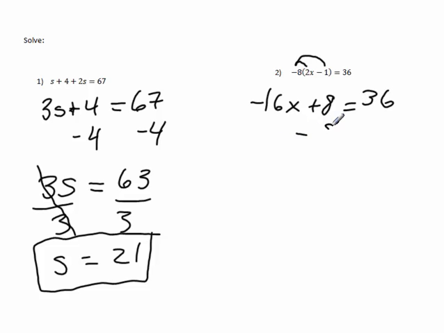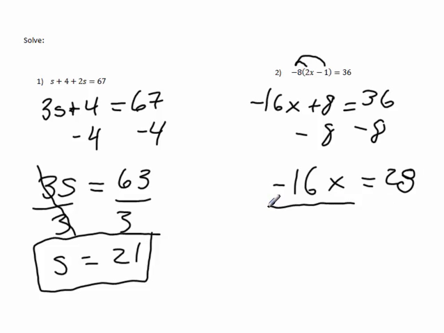Now I want to subtract 8 from both sides. And I get negative 16x equals 28. And now I want to divide by negative 16. I'm left with x equals negative 28 over 16.